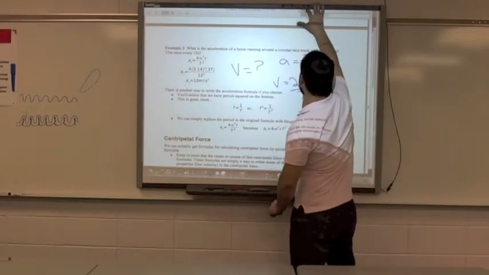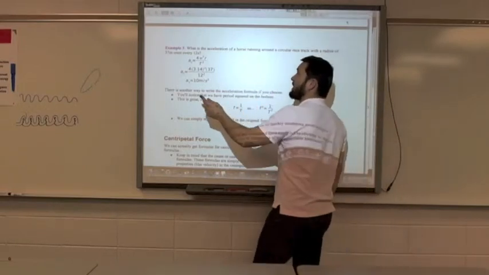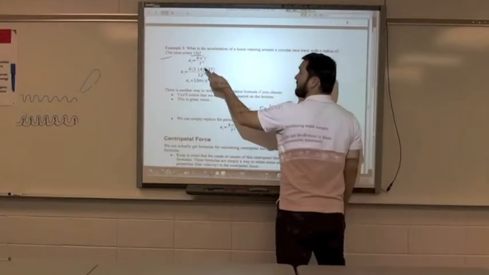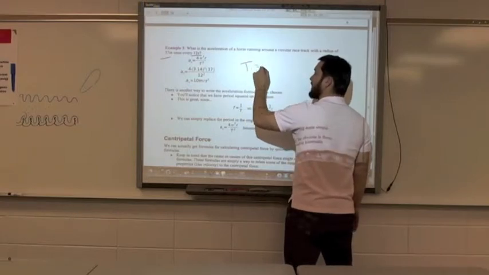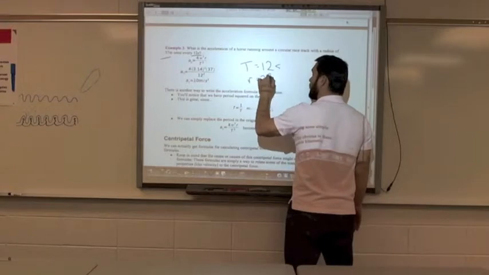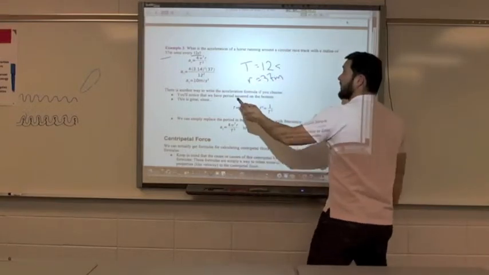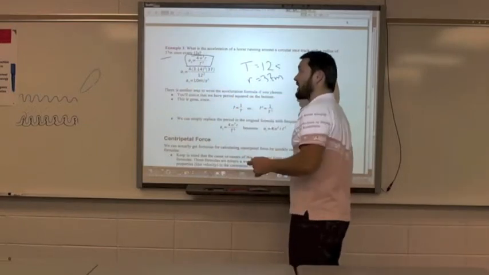In this particular case, we look at our variables. We have the horse in this track, we have the radius, and the time it takes to run the radius. So if they tell you they do 1 lap every 12 seconds, they're saying t is equal to 12 seconds, r is equal to 37 meters, right? No V, so you have to use an equation without V in it. In this particular case, A is equal to 4 pi squared r over t squared.